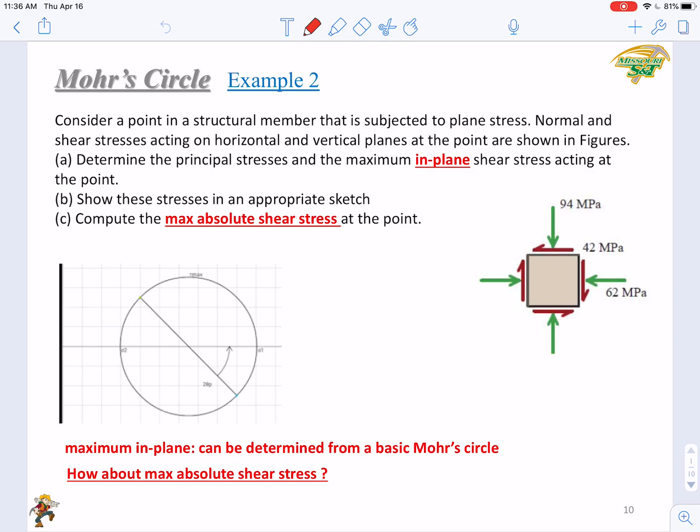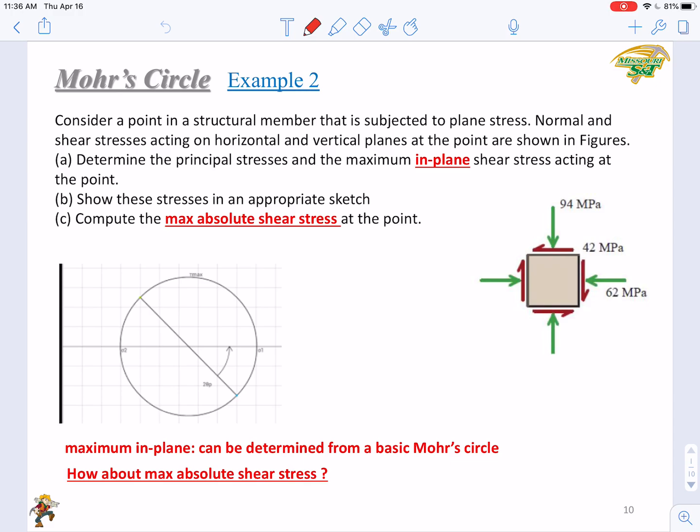Example 2, we consider a point in the structural member that is subjected to plane stress. Okay, this term appears again. The plane stress means that you do not have any stress along the z direction. If we're considering xy plane, the plane stress means that you do not have any stress along z direction or on the z plane.